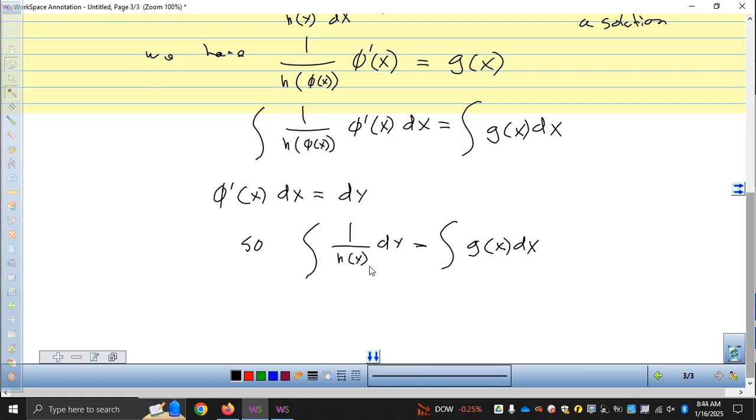Yes? So it only works if y is a function of x, right? Yes. Okay. And for what we're doing, we're assuming that y is a function of x.